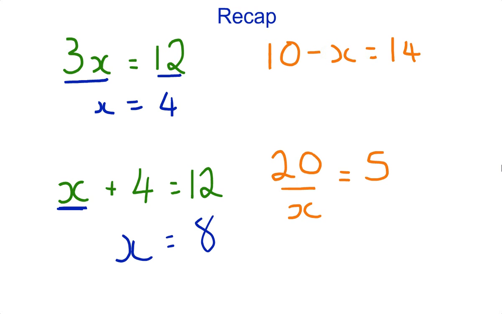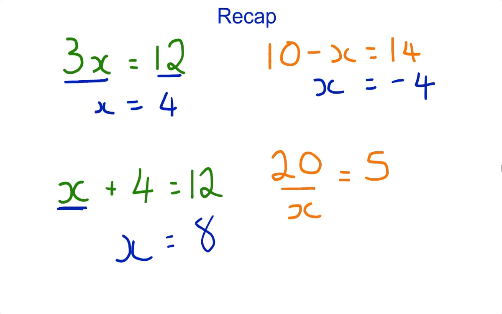Now we're getting on to the slightly more difficult ones, and we've got 10 take away something is 14. Well, obviously, if you take something away, it normally gets smaller. So the only thing that can be taken away this time to make it get bigger is a minus 4, because remember, a minus and a minus make a plus.